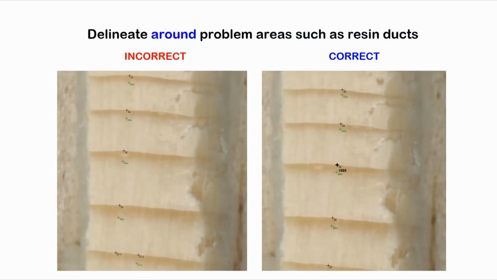Similarly, you can avoid accidentally collecting unwanted BI measurements from cracks by using the crack marking tool. Finally, try to delineate around problem areas where you have any anatomical or discoloration issues. For example, the presence of resin ducts is very common in northern hemispheric conifers. So in this example, I simply moved my delineation path to avoid the resin ducts present in the latewood portion of the ring.